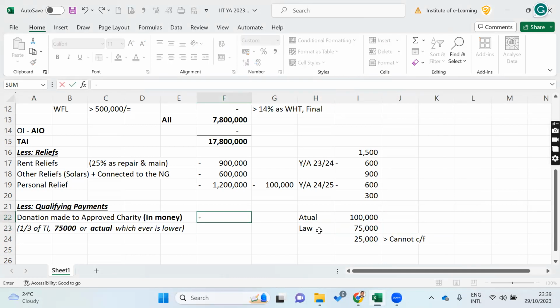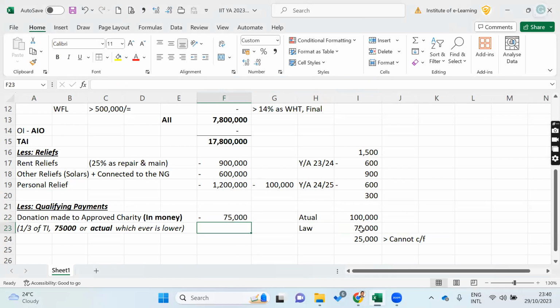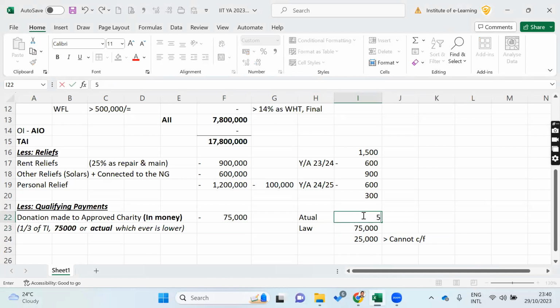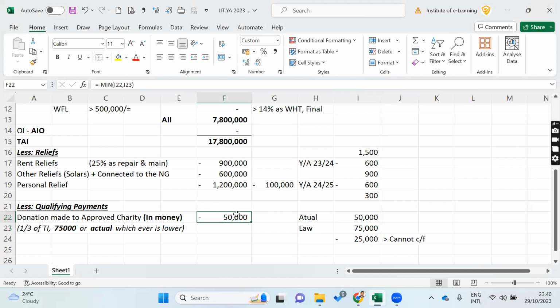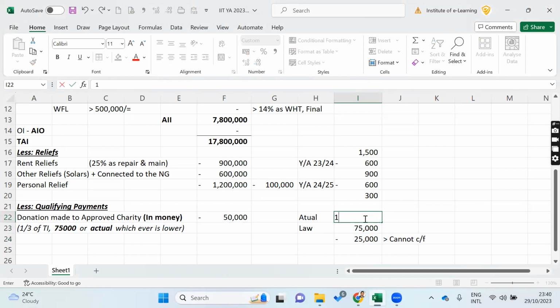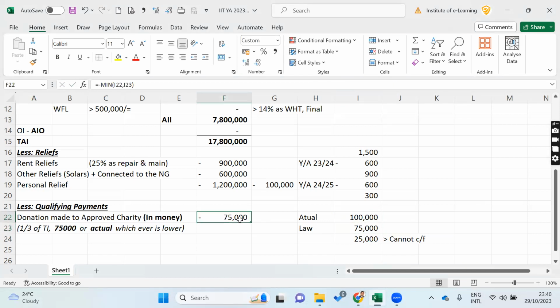So here you will get only the 75,000. Then the minimum of these two, right? Here let's say the actual donation is 50,000. Then you will get 50,000. No carry forward. Here let's say the actual donation is 100,000. Then you will deduct only 75.